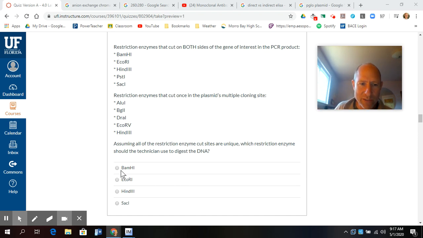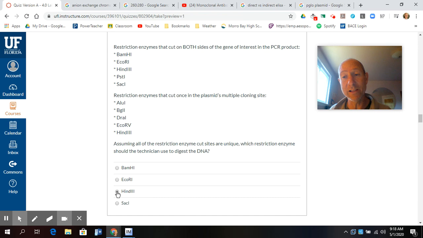What you do when you study these is that the only enzyme, BamHI, there it is up there, but it's not there. EcoRI, there it is there, but it's not down here. HindIII, there it is there, and there it is there. SacI, there it is there, and it's not here. So even if you know nothing about this, you can see that HindIII sticks out as being different from all the other choices. That's going to be the answer.